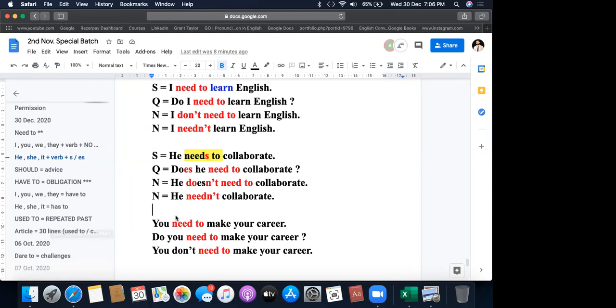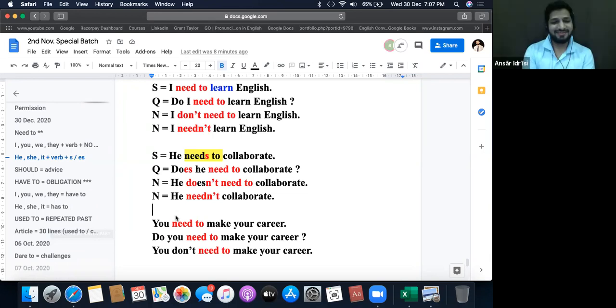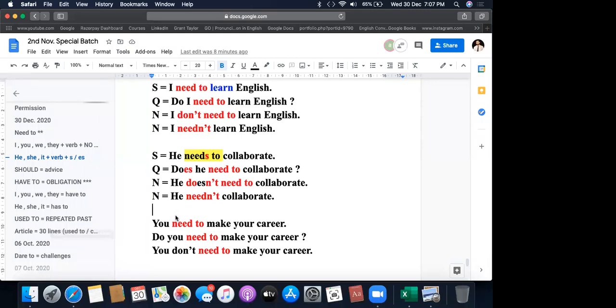Good. We need to follow the government rules. Do we need to follow the government rules? We don't need to follow the government rules. Good. We need to calculate risk. Do we need to calculate risk? We don't need to calculate risk.